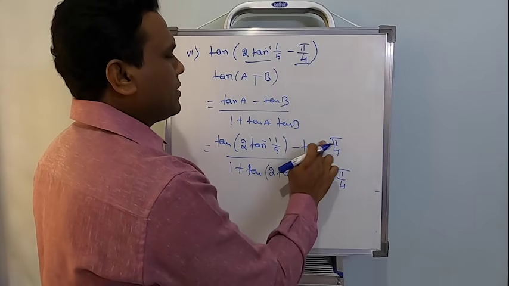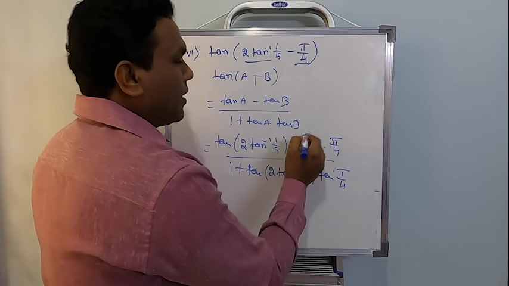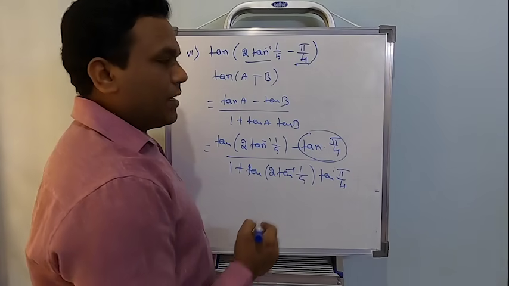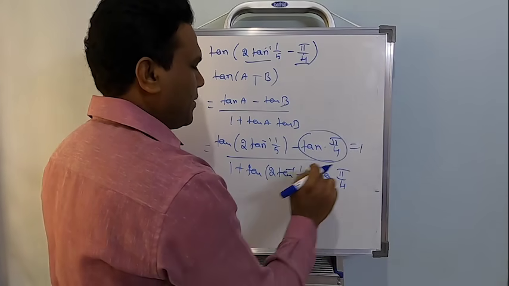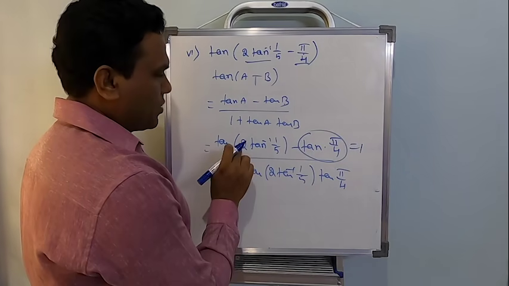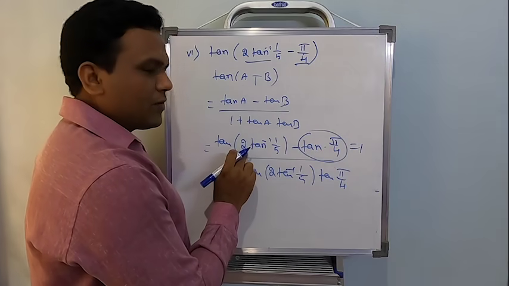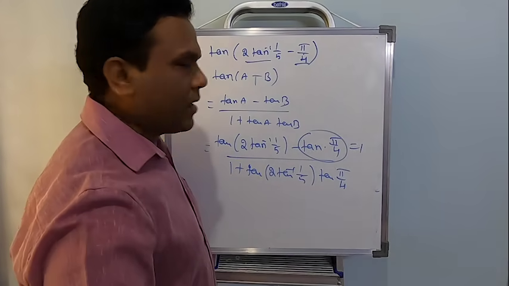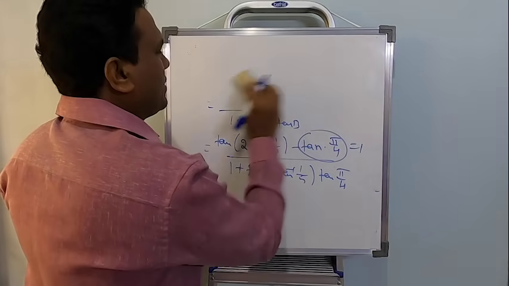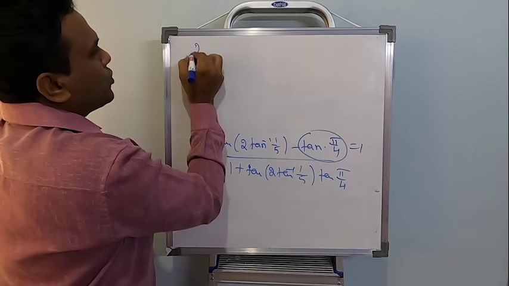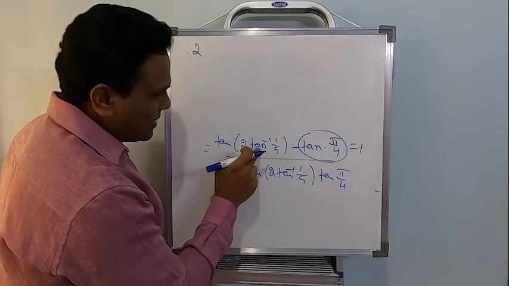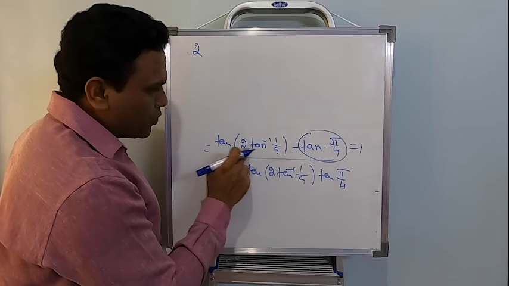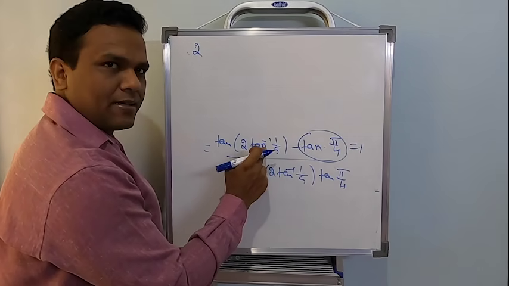Sorry, not tan inverse, tan pi by 4. And we know the value of tan pi by 4 directly. What is the value of tan pi by 4? Tan pi by 4 is 1. What about this term now? This is the one thing which we have to simplify first and then we will substitute the value here. First thing you should see, you cannot cancel this tan and tan inverse. Remember, we have 2 tan inverse here, so we cannot cancel tan and tan inverse.